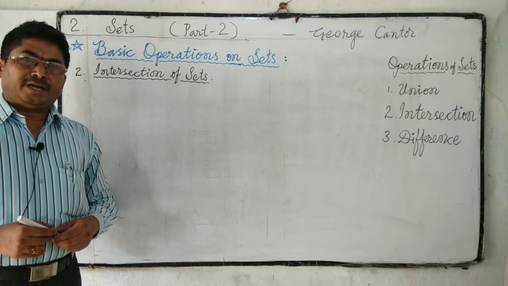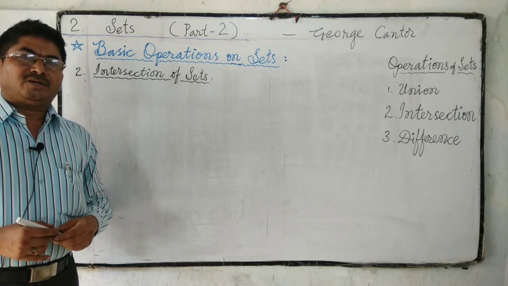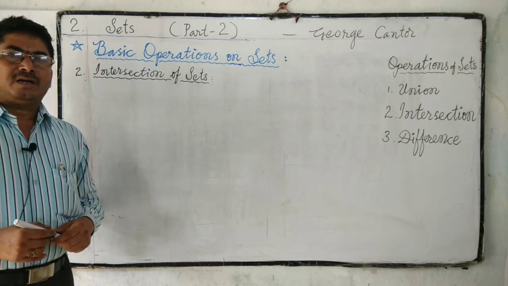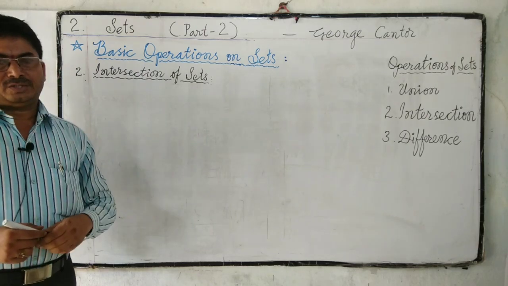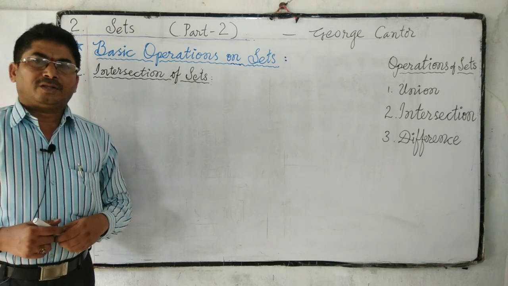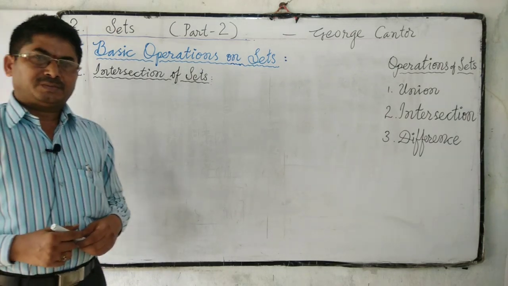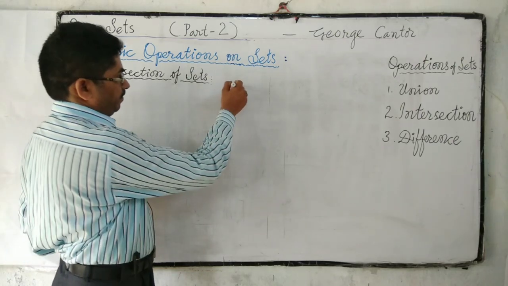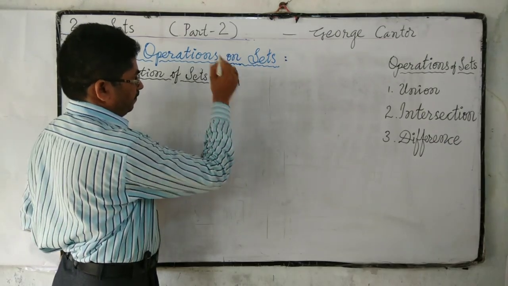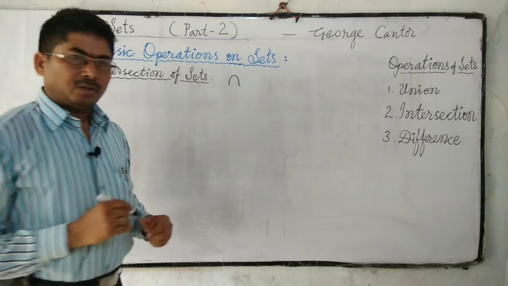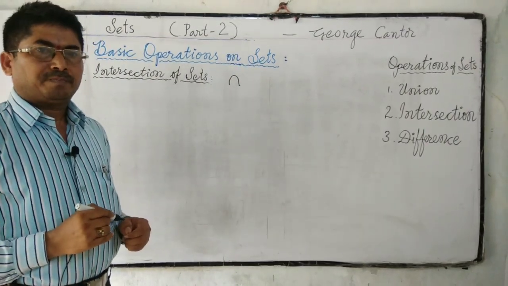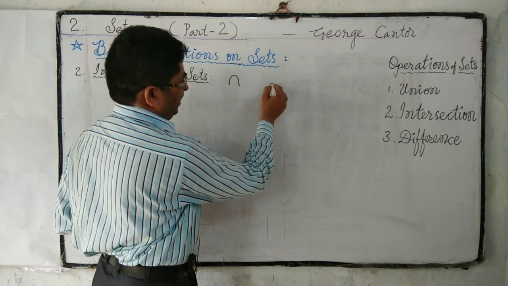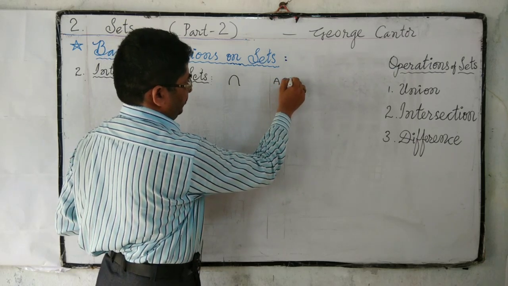Second one, intersection of sets. The set containing the common elements of A and B is called intersection of sets. The intersection of sets is denoted by the symbol upside-down U. We can write it symbolically as A intersection B.